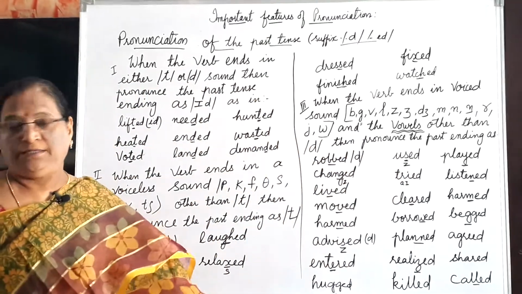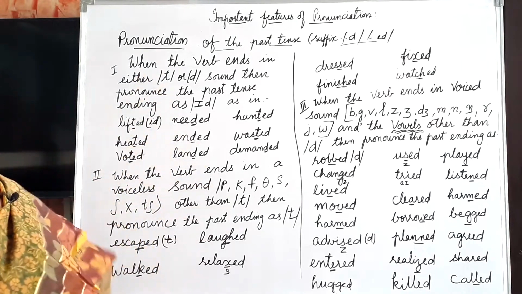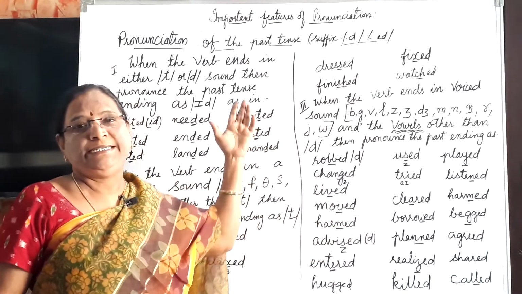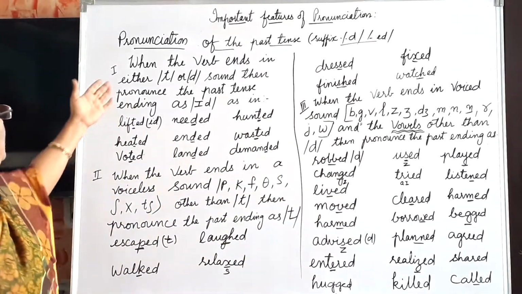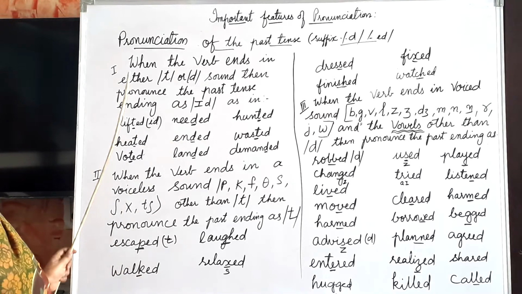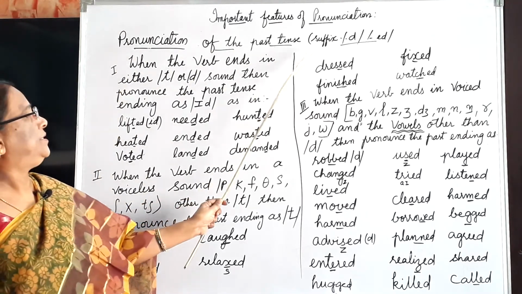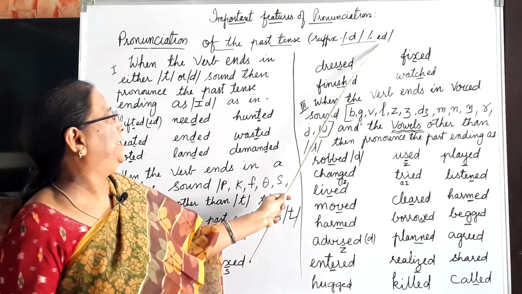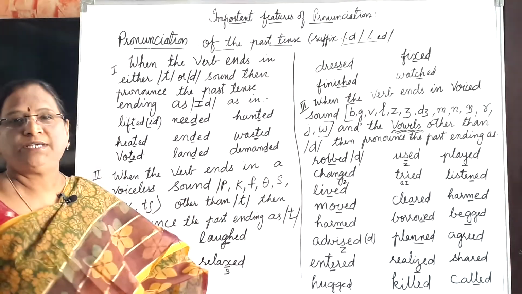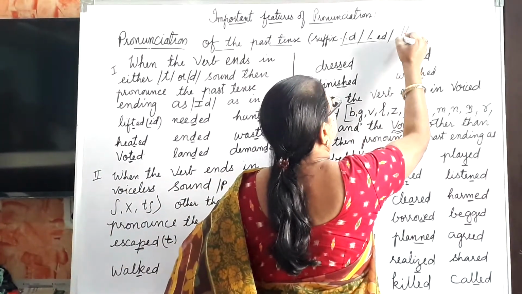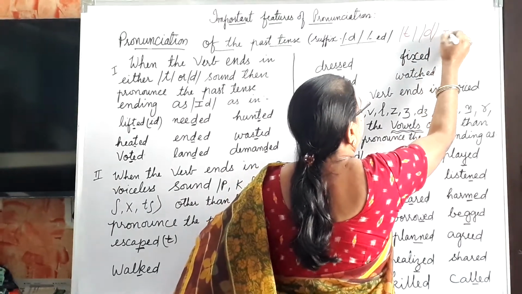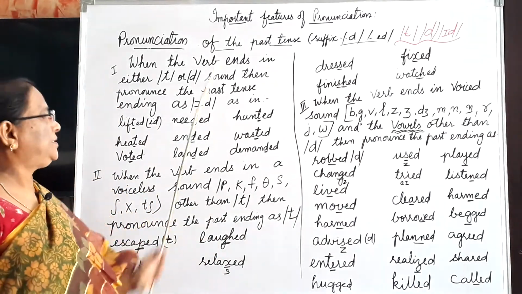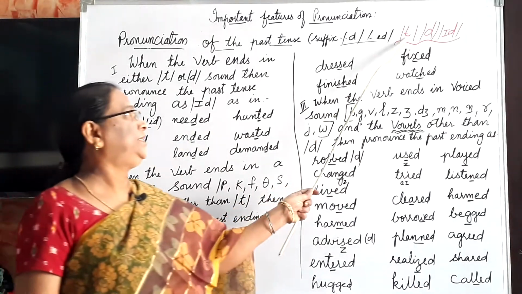Now in this unit, let us learn the rules, how they are pronounced as T, D and id. Okay, first, pronunciation of the past tense suffix D and ed. It is added D and ed, but sometimes it is pronounced as T, D and id. Now let us see what the rules are to pronounce T, D and id.